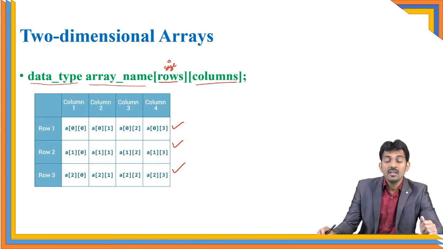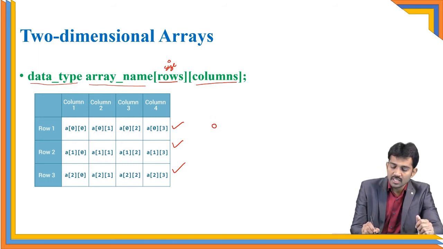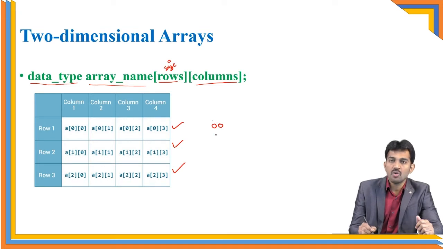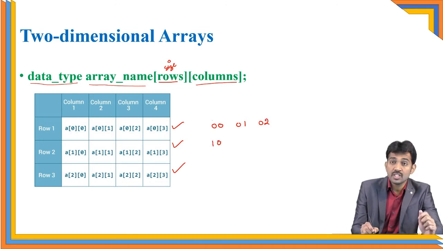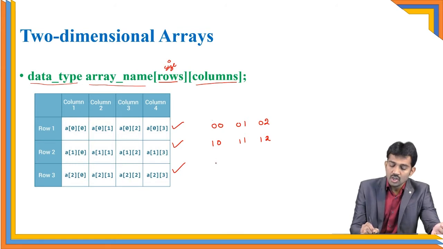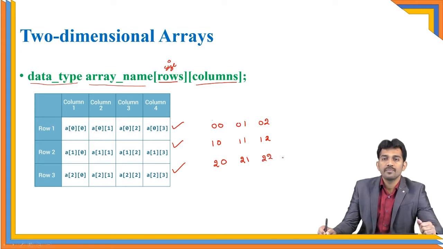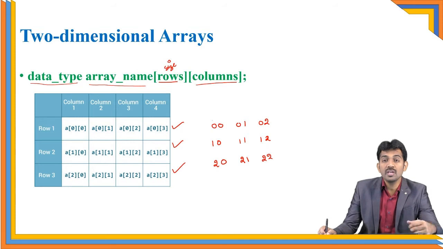How are we going to represent the elements? See, first one is 0, 0, which means 0th row and 0th column. 0, 1 means 0th row, first column. 0, 2 means 0th row, second column. 1, 0 means first row, 0th column. And 1, 1 means first row, first column, and so on. Like that, we are going to store. 2 of 0, 2 of 1, 2 of 2. Is this clear? So, like that, you are going to store the 2-dimensional array.